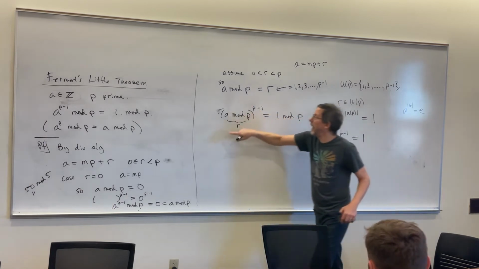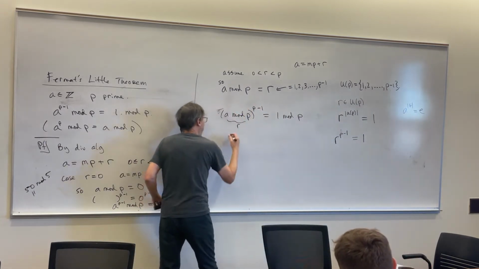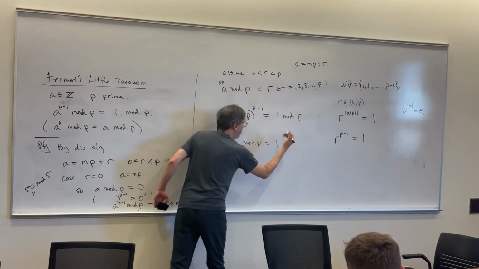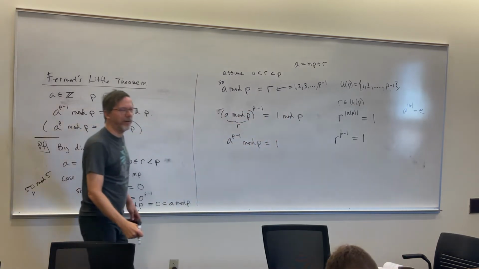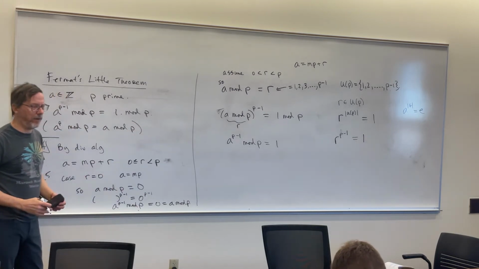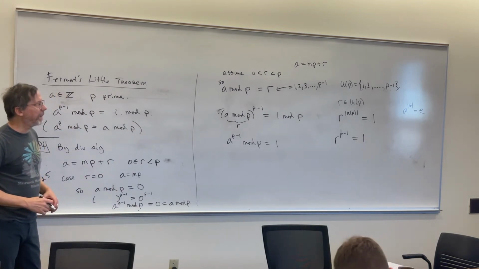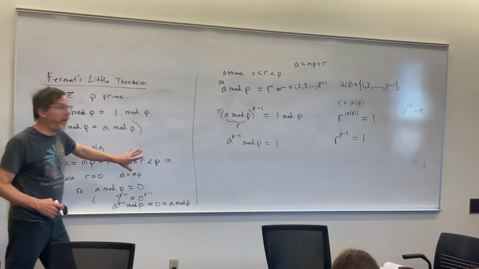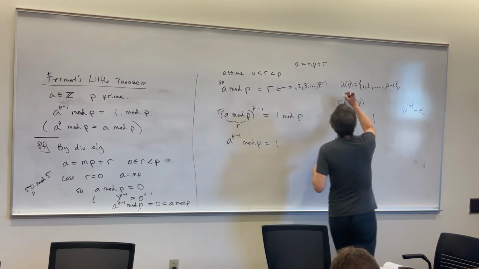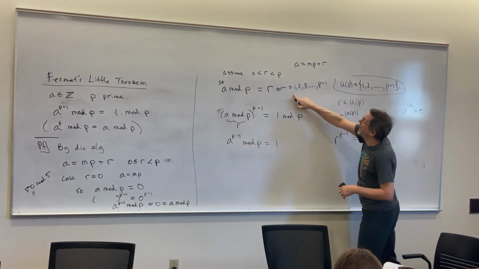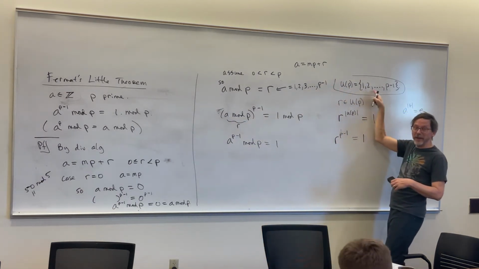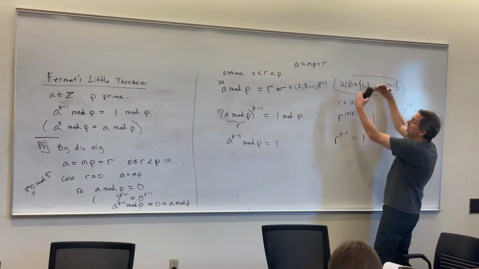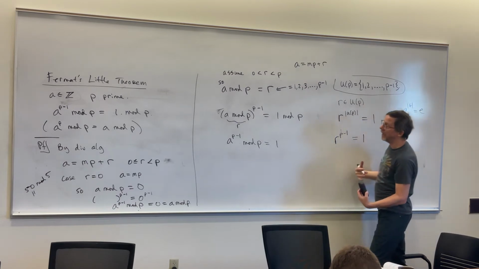And now I can just bring that power inside. That's a to the p minus 1 mod p equals 1 mod p. It's a little more elegant to not write it. So really, really pretty easy proof, right? The trick is recognizing that the possible remainders actually form up. That's the big leap that you take, and once you have that, then we just get these natural consequences.